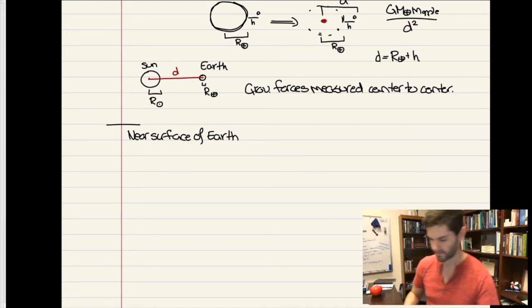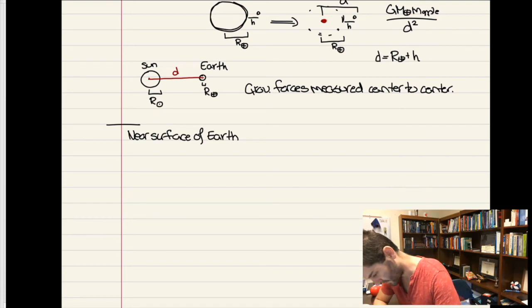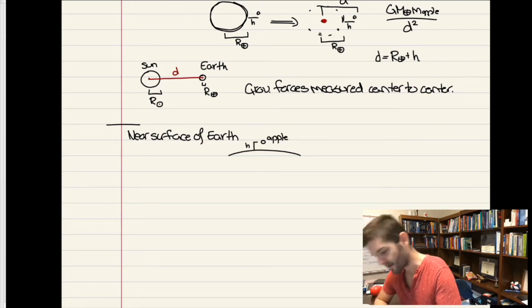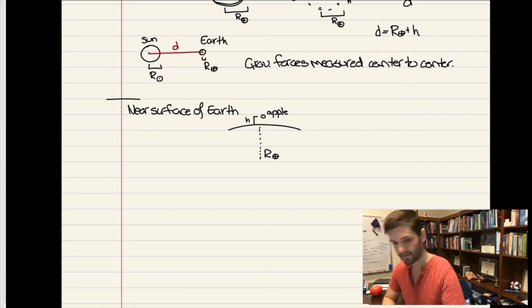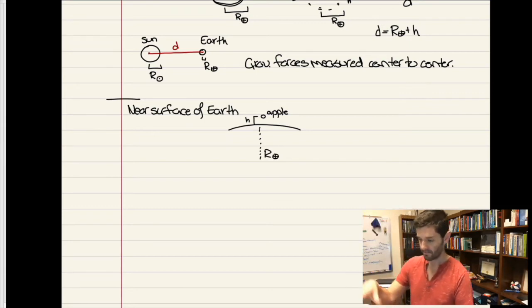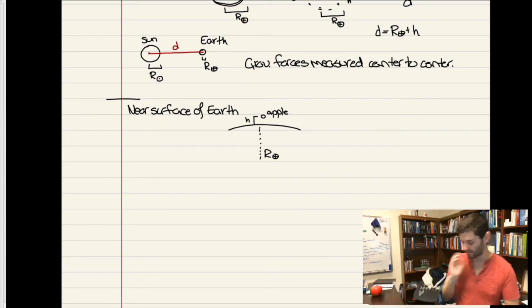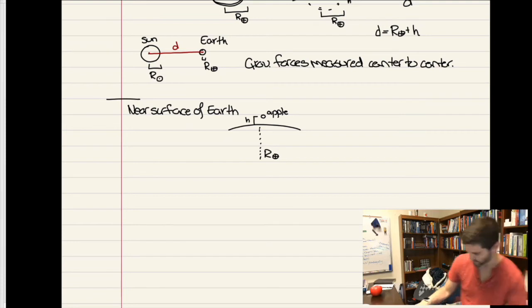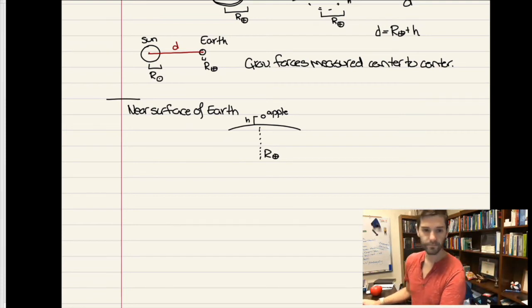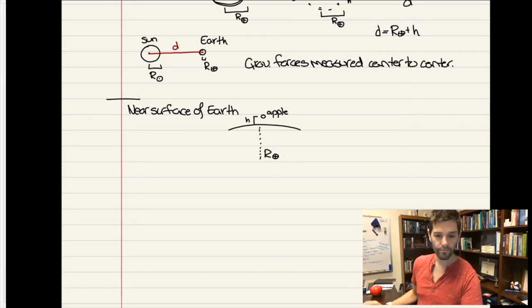Suppose we are near the surface of the Earth. So here's the surface. Here's some ball, or an apple. We'll stick with the apple. And it has some height h off the ground, which is much, much smaller compared to the radius of the Earth. h might be 2 meters, where the radius of the Earth is more like 4,000 miles or so, so 6,000-ish kilometers. So h is very small compared to the radius of the Earth.